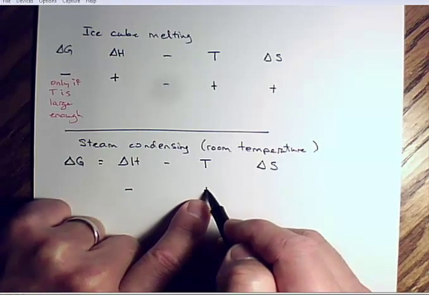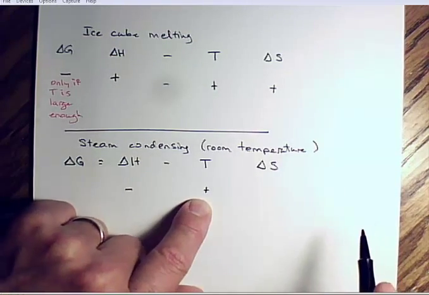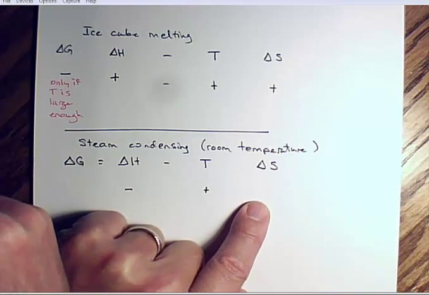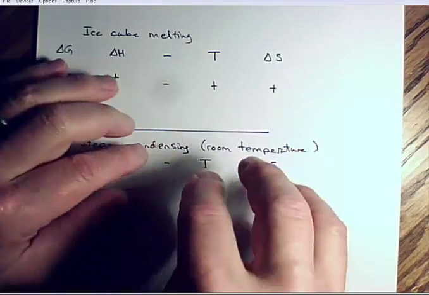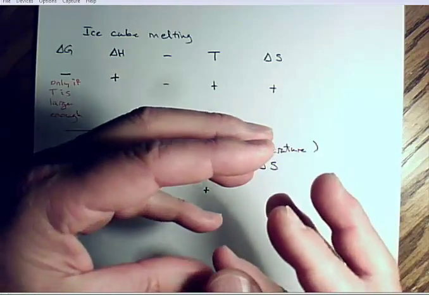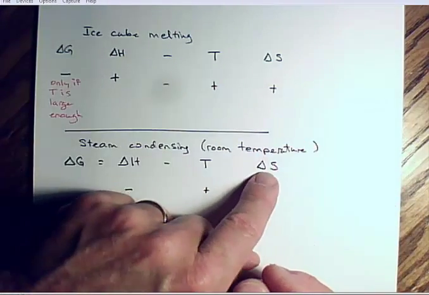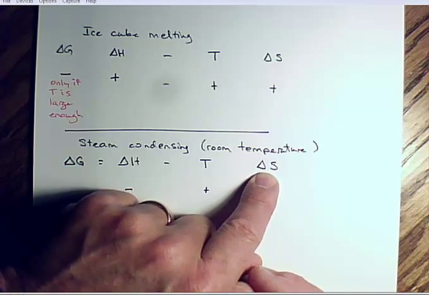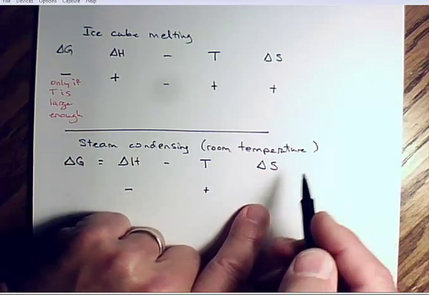Okay, so it's positive, kind of neutral, not really high. What about delta S? Are we becoming less positive in delta S? Remember, gas particles are moving way around each other, really fast. Liquid particles are moving a little slower and touching each other. Do you think that's more disordered? No. You see what I'm saying? So that's going to be a negative term.